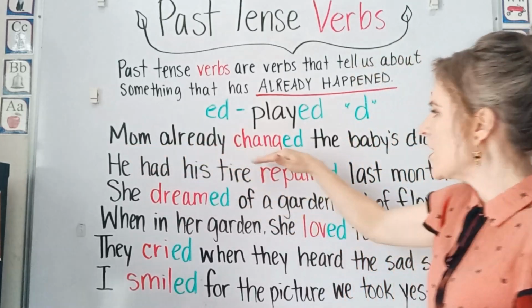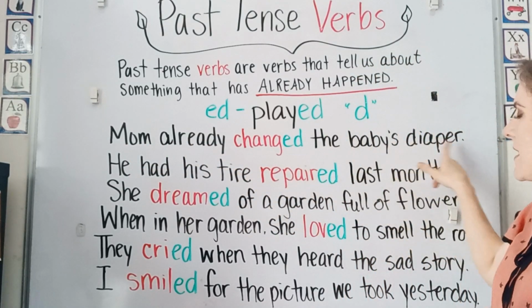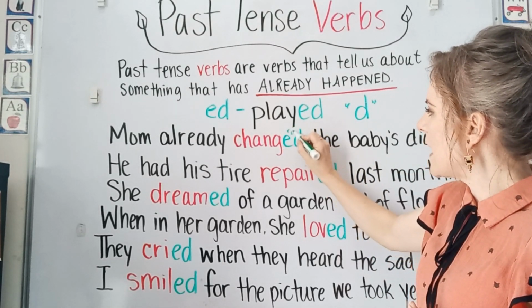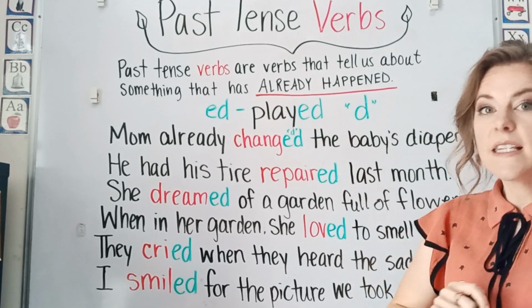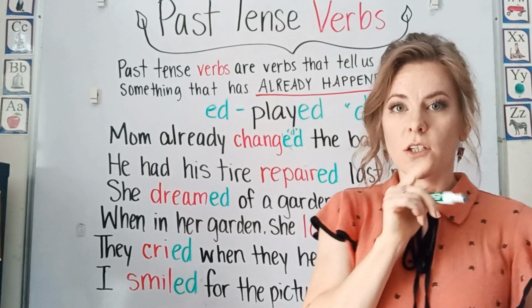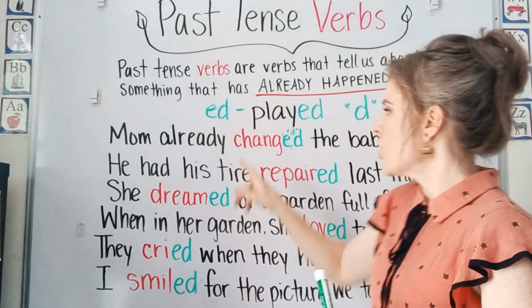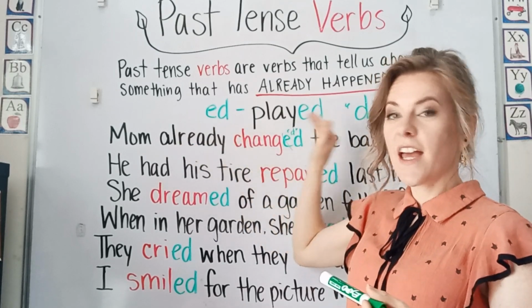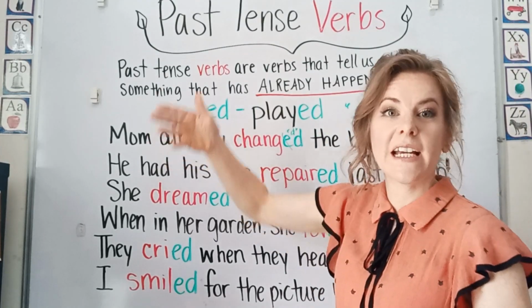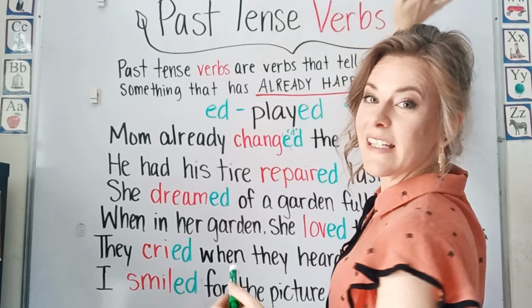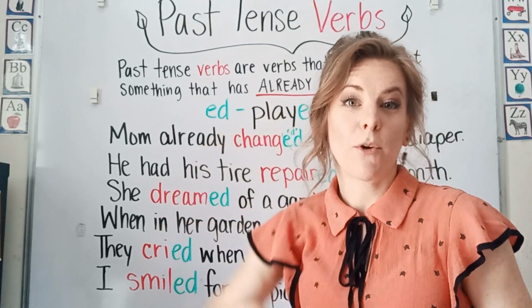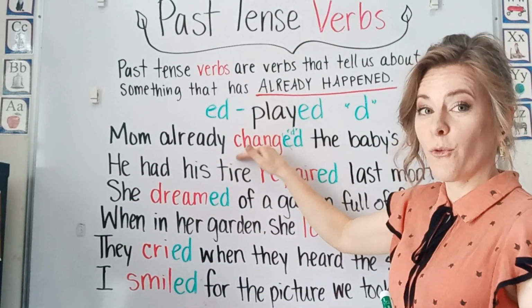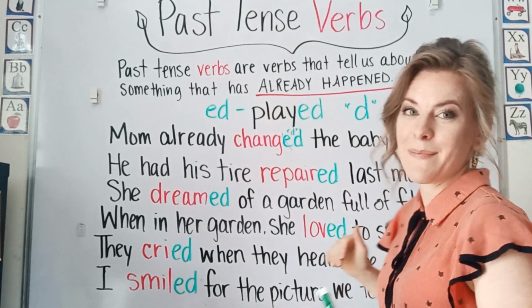Mom already changed the baby's diaper. Okay? So this ed just sounds like D. The E is silent. You don't even hear it. It's just D. Changed. Okay? Mom already changed the baby's diaper. Already is telling us this has already happened. It's happened in the past. She's not changing the baby's diaper now. She's not going to change the baby's diaper. She has already changed the baby's diaper.